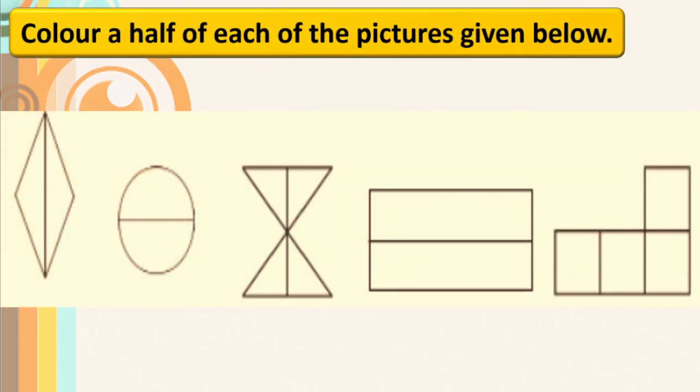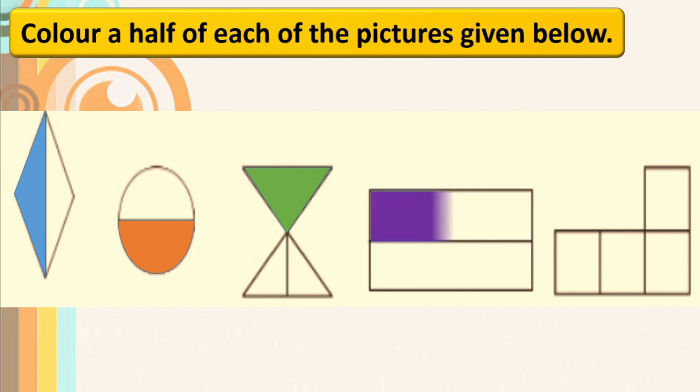Color a half of each of the pictures given below. See here, so many pictures are given. We will color half of this portion. First one, we will color with blue. See here, half portion. This is in your textbook. Please try to color them by using the color pencil. Please observe how we are coloring the half portion. Yes, and these pictures are exactly divided into two parts.